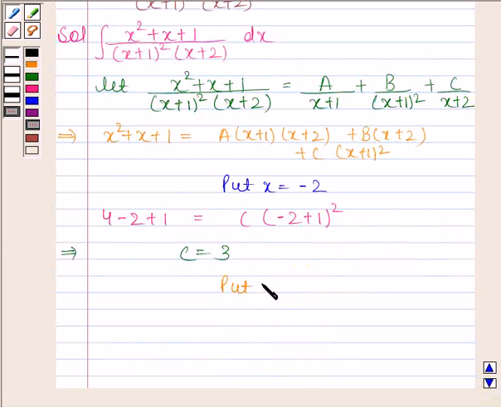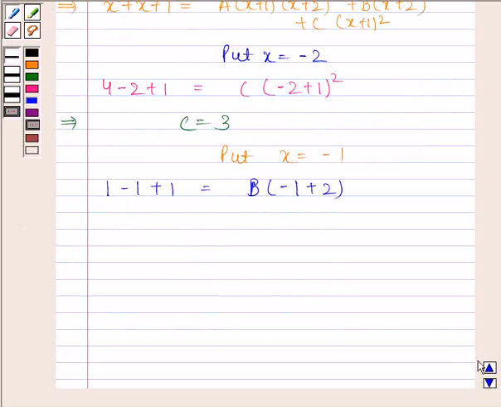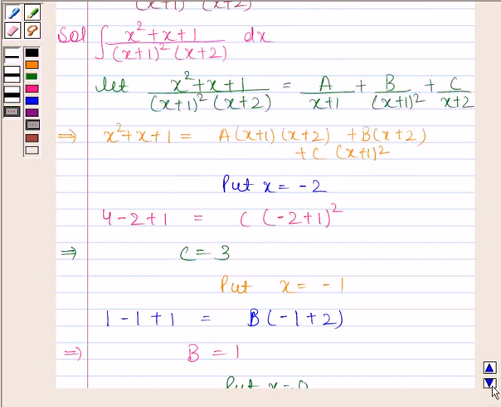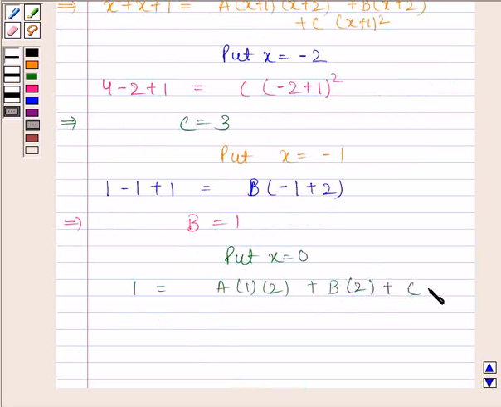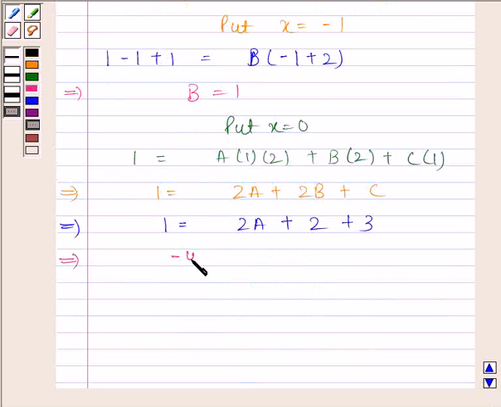Now we are going to put x as minus 1. So we have 1 minus 1 plus 1 equals b into (minus 1 plus 2). This implies b is equal to 1. Now we will put x as 0. So we have 1 equals a into 1 into 2 plus b into 2 plus c into 1. Now this implies 1 is equal to 2a plus 2b plus c. This implies 1 is equal to 2a plus 2 plus 3. This implies minus 4 is equal to 2a, and this implies a is equal to minus 2.